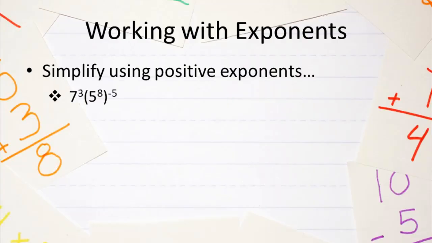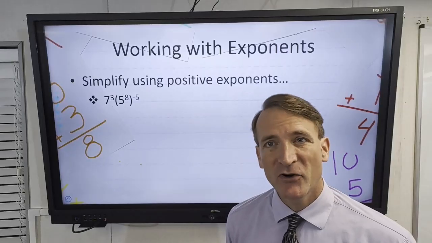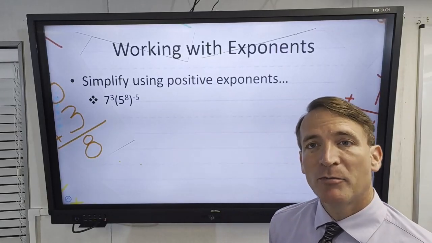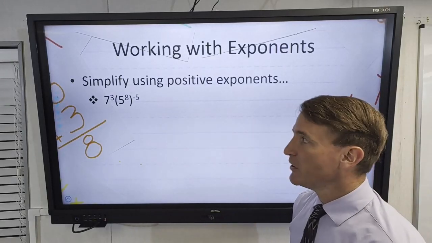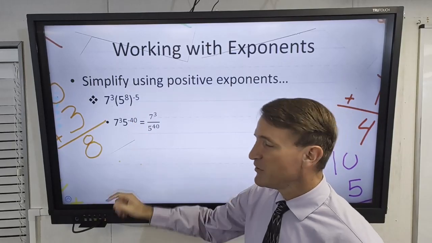How about this one? 7 cubed times 5 to the 8th to the negative 5th power. So I'm going to do this 5 to the 8th to the negative 5th power first. I have my power property that I'm going to use there. So that gives me 8 times negative 5, which is negative 40. So that gives me 7 cubed times 5 to the negative 40th.